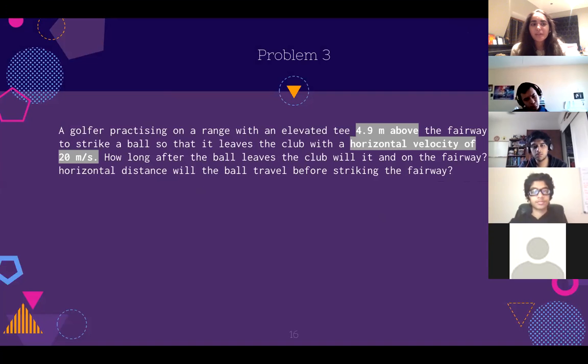So this question. A golfer is practicing on a range with an elevated tee 4.9 meters above the fairway to strike a ball so that it leaves the club with a horizontal velocity of 20 meters per second. How long after the ball leaves the club will it land on the fairway? And then what is the horizontal distance that it will travel before striking the fairway?